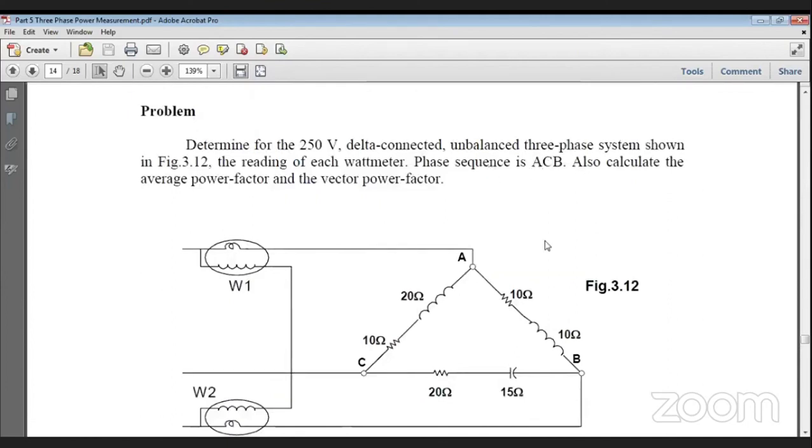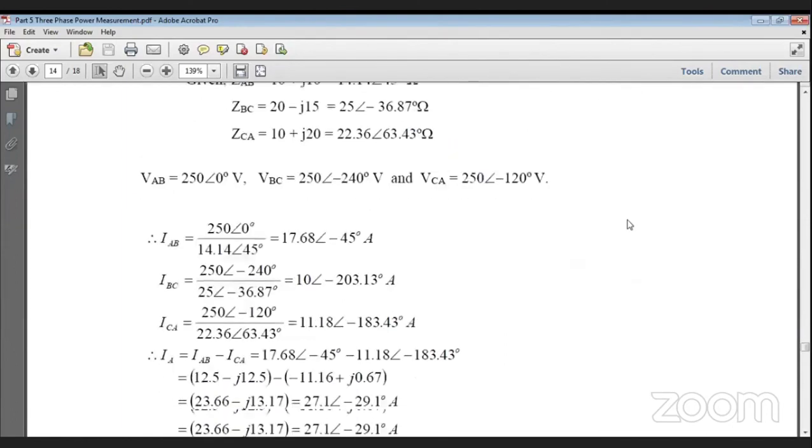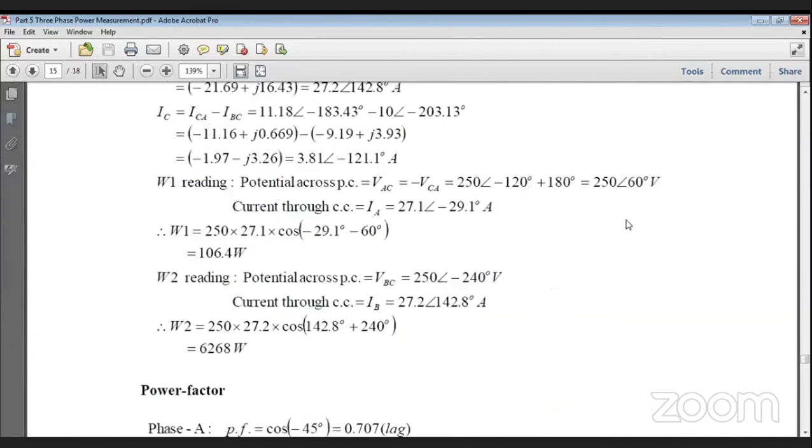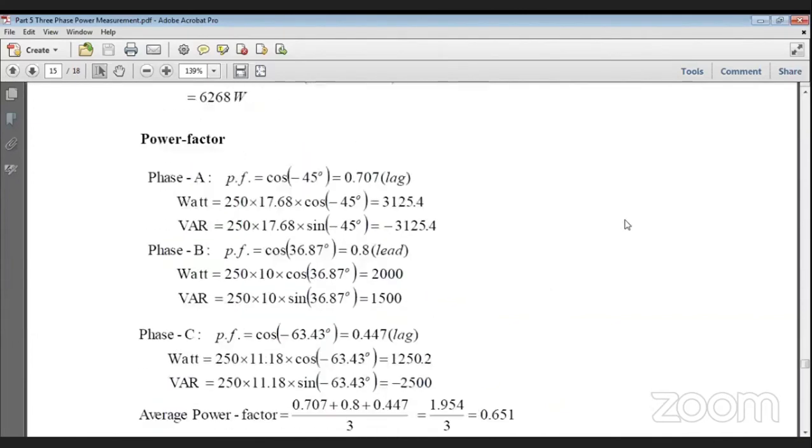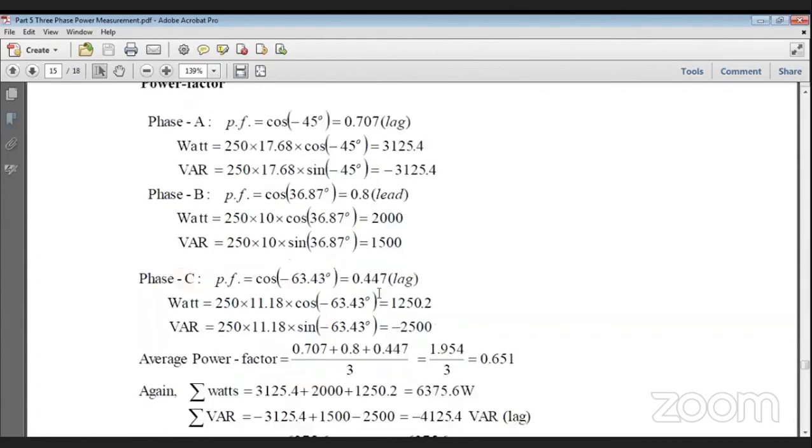And then simply calculate the three powers. So the power factor here, see. Phase A, what is the watt? What is the var? Phase B, what is the watt? What is the var? Phase C, what is the watt? What is the var? Then, if you take the average power factor, you will find very interestingly that phase A is 0.707, phase B is 0.8, but phase A is lagging, phase B is leading. Phase C is 0.447, a very low power factor, which is lagging. So if I take the average power factor, it will come to 0.651, which is a very poor power factor.